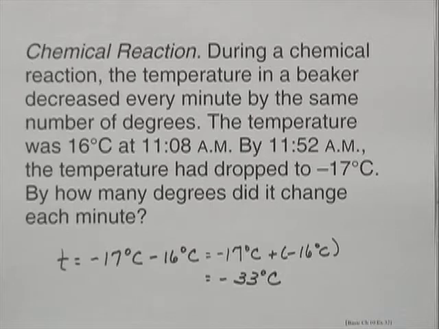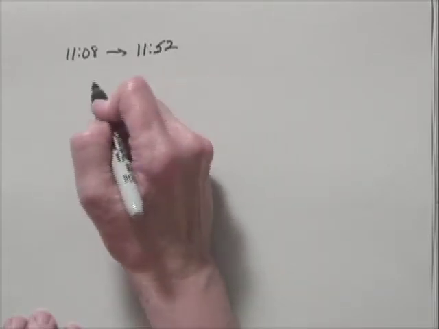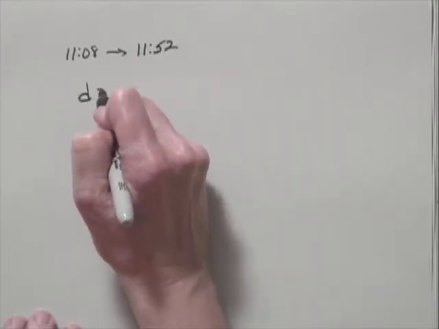Now we need to find the number of degrees that it changes each minute, and we're told that the time frame is from 11:08 a.m. to 11:52 a.m., which is a period of 44 minutes. And then let's let D be the change each minute, so we can divide to find D.